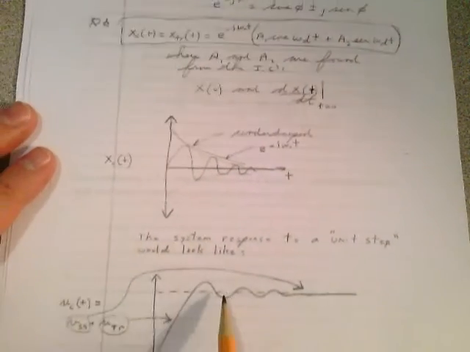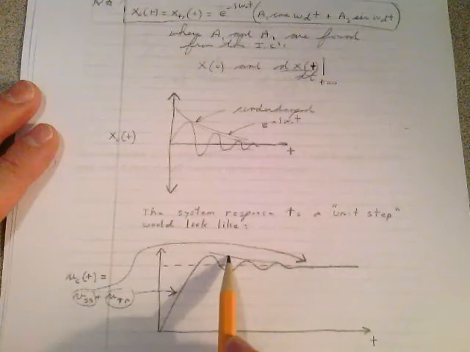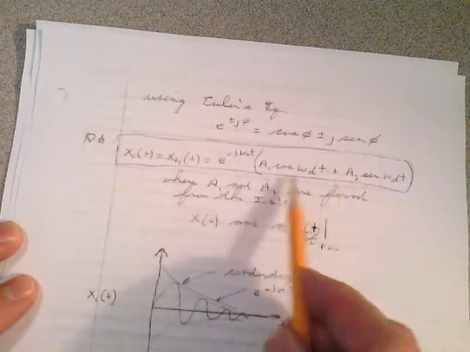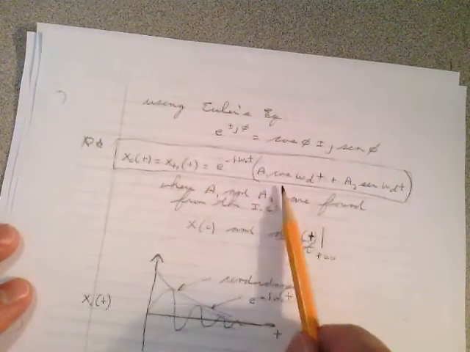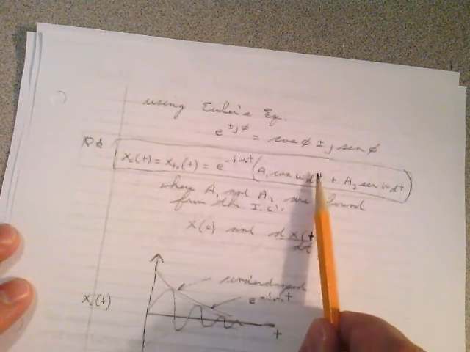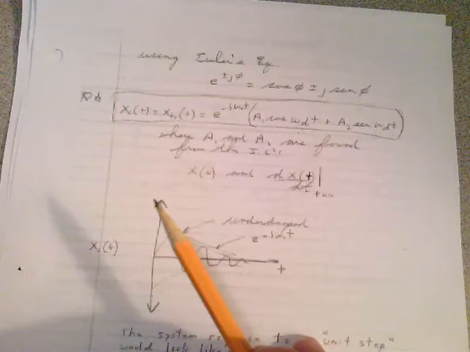Or this decaying exponential at that point, that comes from this term. And here are your oscillatory terms: A1 cosine of omega d plus A2 sine of omega d. I'm just getting rid of a lot of these different values in here, and I'm just referring to this as omega d. Am I getting that?